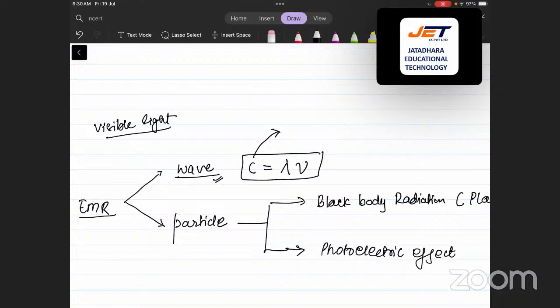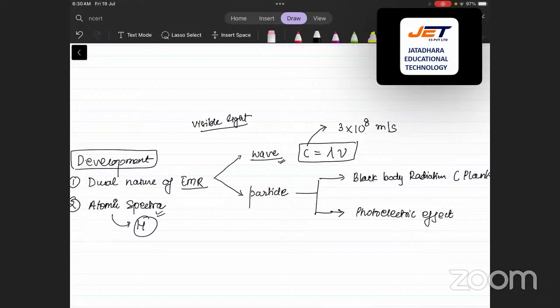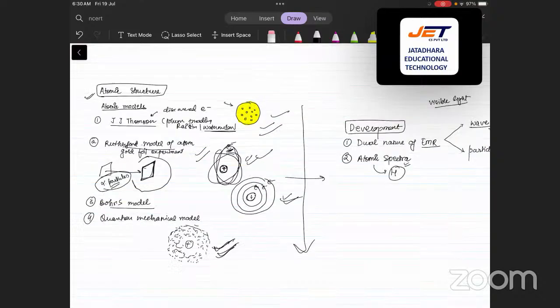Yes, we all know that the speed of light is 3 into 10 raised to the power 8 meter per second. So this is just a quick recall for all the people who have not started with this unit. This is the roadmap of the chapter that we started with the atomic model, and right now we are learning about the developments which led to the Bohr's atomic model.